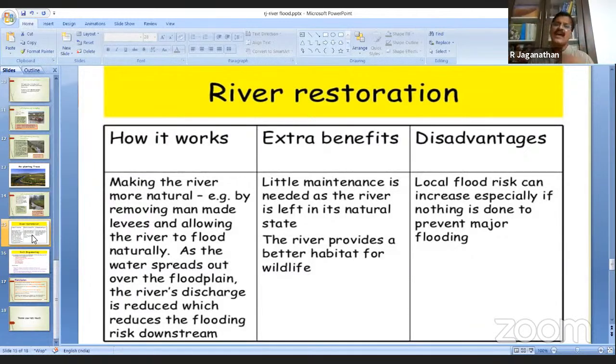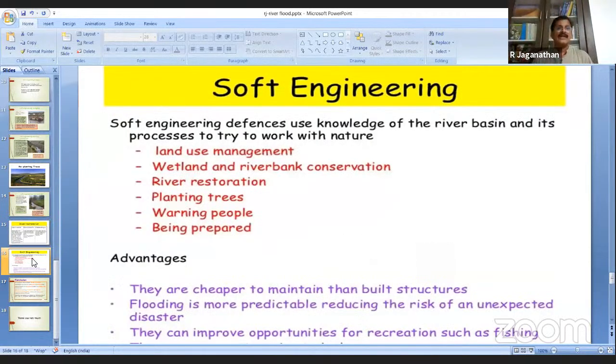What disadvantage do we have when we use river restoration? Local flood risk can increase, especially if nothing is done to prevent major flooding. So hard and soft engineering are both very important, depending upon the nature of the riverine ecosystem, whether we are in a steep place or whatever place. With the help of engineers and hydrologists, we can think what type of strategy will be very important for our area.